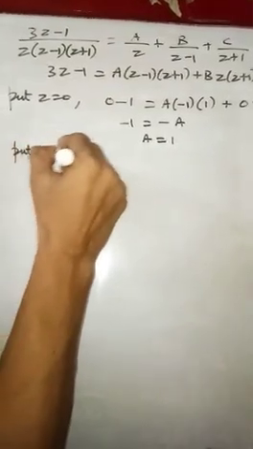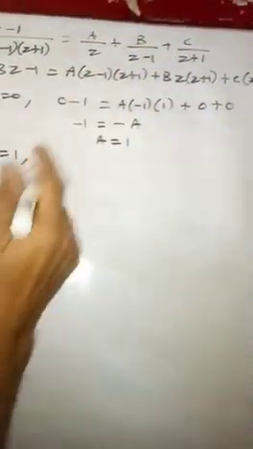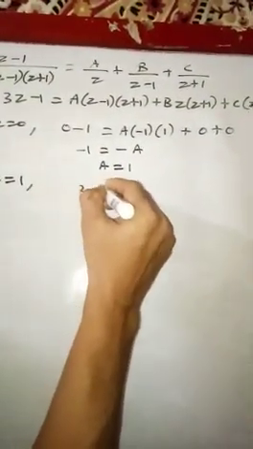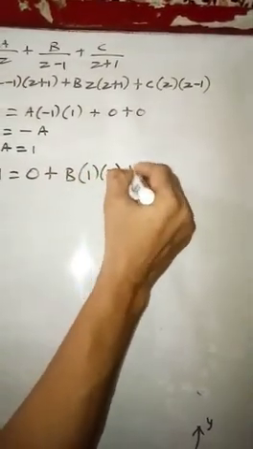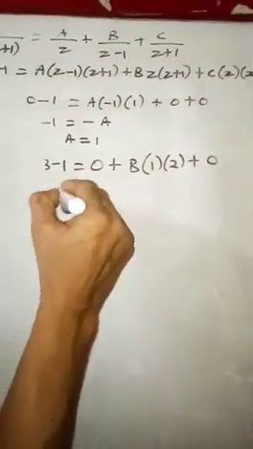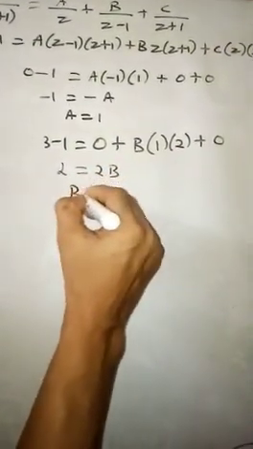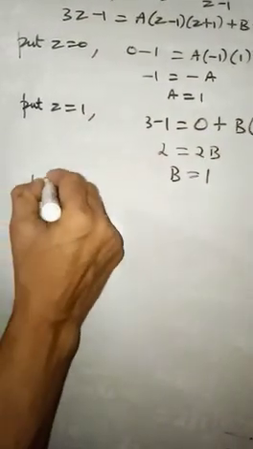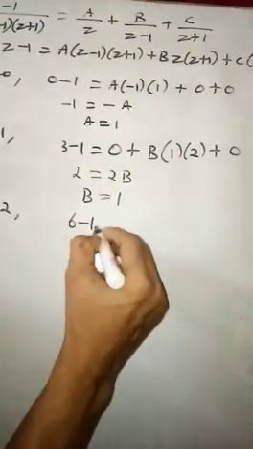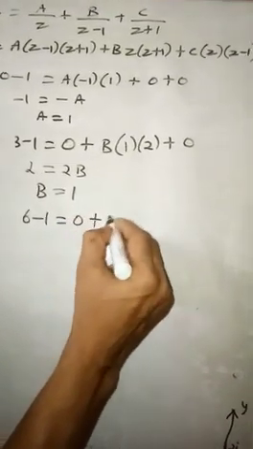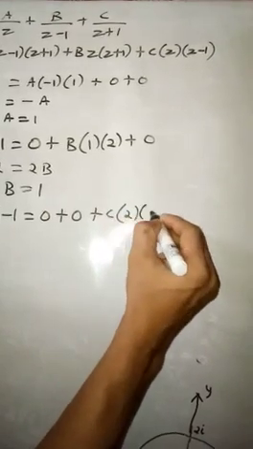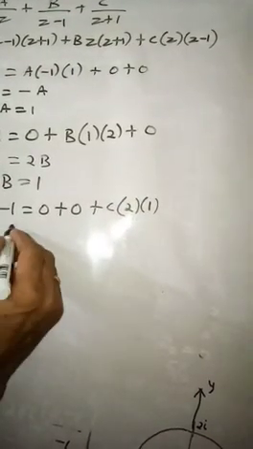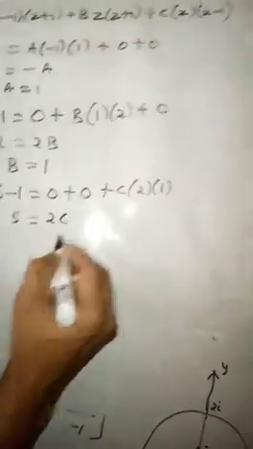So next put z equal to 1 for this factor. When you put 1 here, 3 minus 1, the first term is 0. b into 1 plus 1 is 2, c is 0. So 2 equal to 2b, so from this b equal to 1. So next you put z equal to 2, 3 into 2, 6 minus 1, the first two terms are 0, c into 2 minus 1 is 1. So this is 5 equal to 2c.